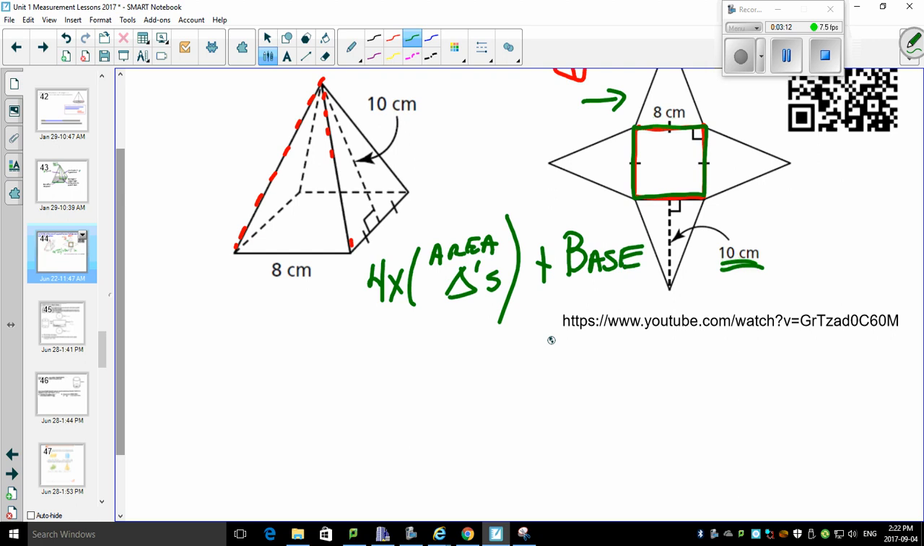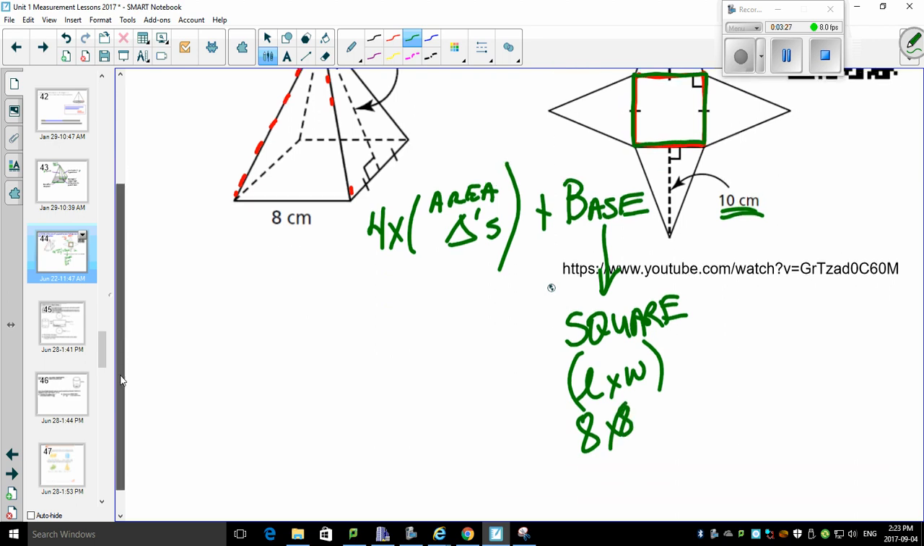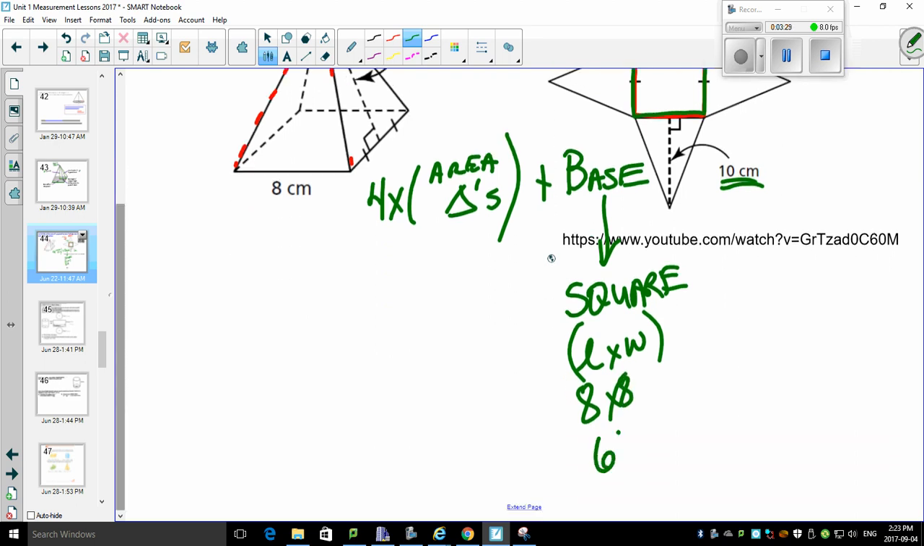Well, the base is the easiest because that's, of course, a square. And you know that a square is length times width. And in this case, the lengths and the widths are the same. So this is going to be 8 times 8, and that's going to give us a beautiful number of 64. Woohoo, 1 year before retirement, yay. Okay, now, moving over here, let's look at the triangles.